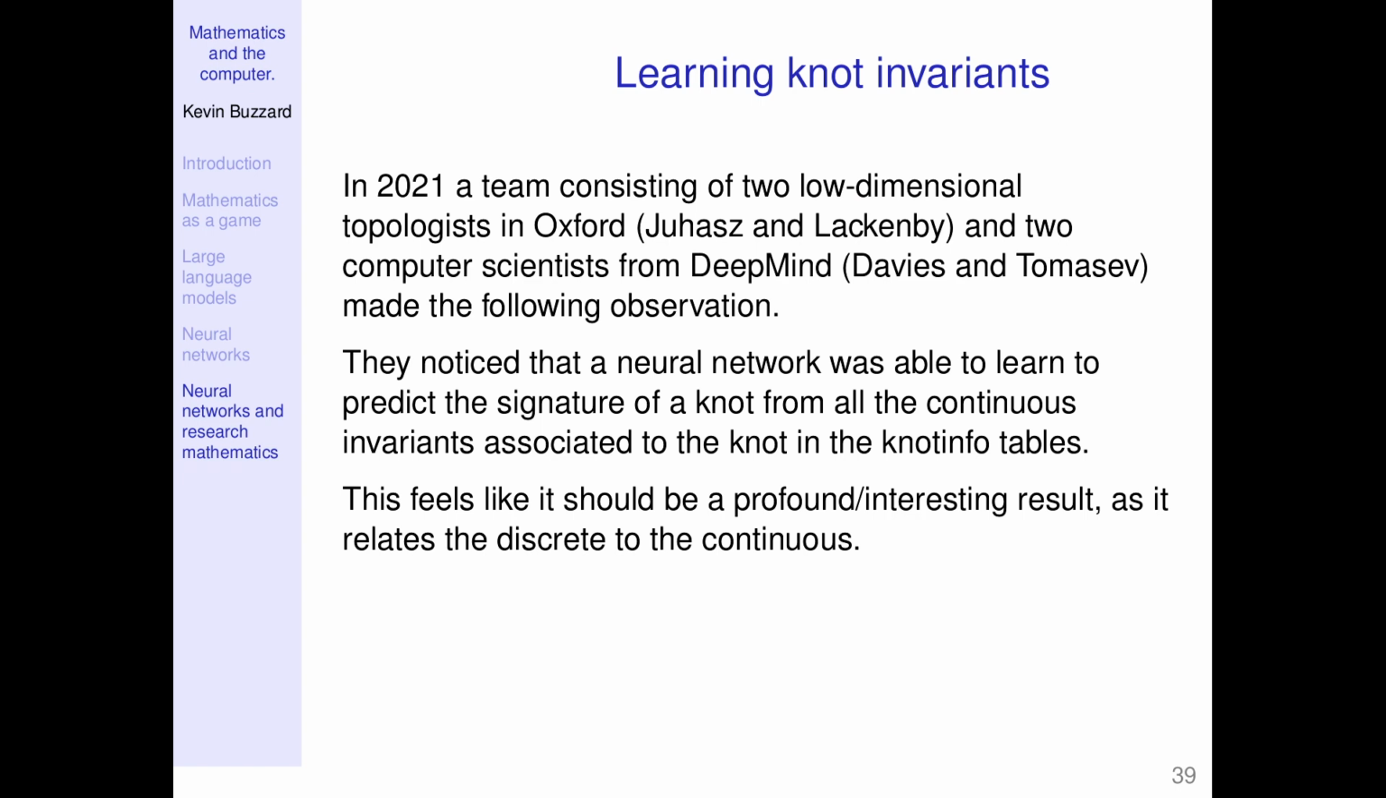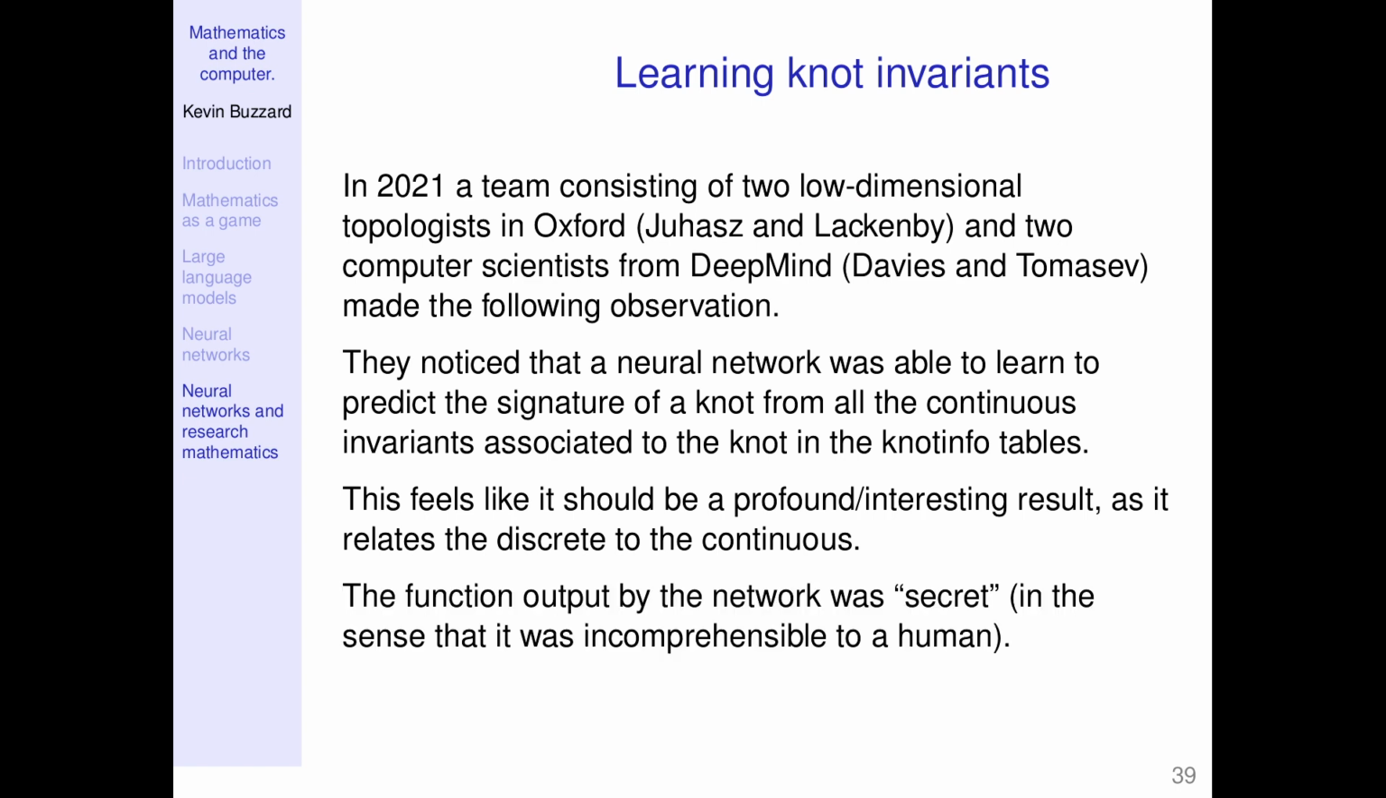Now you kind of feel like we might be onto something here, because anything that relates discrete things to continuous things sounds like it might be a profound result. And nothing like this was known before. So now, what is the invariant? How is the neural network doing it? How is the neural network accurately predicting the signature? The answer is we've got no idea.